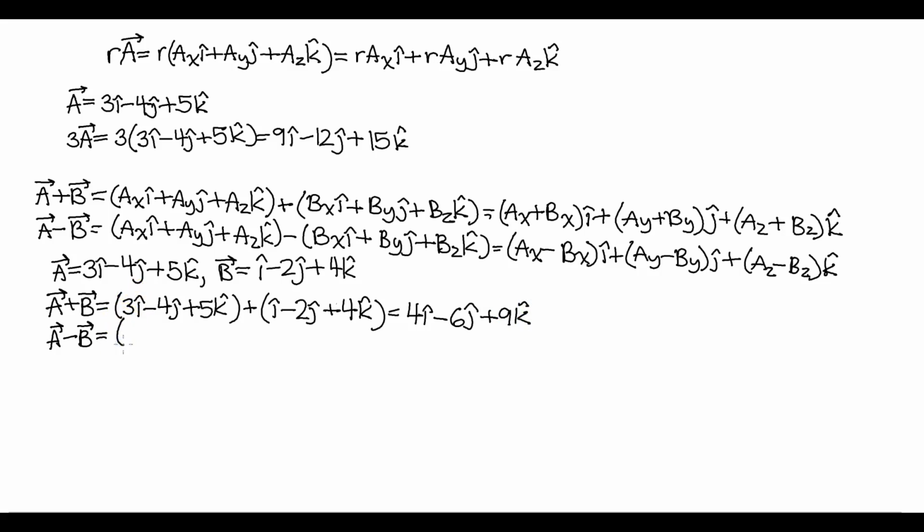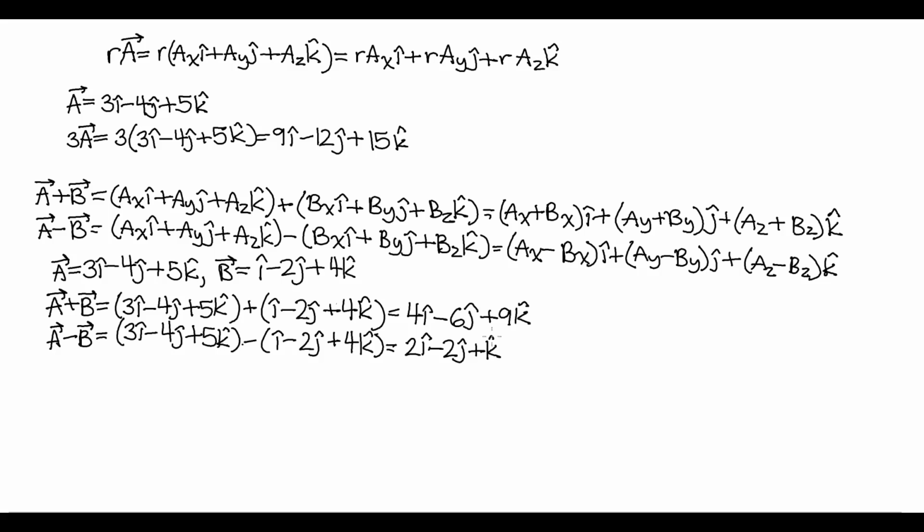Similarly, if we were to subtract the two vectors, write them out in unit vector notation, and you just subtract the like terms as you would with actual variables. So 3i minus i is 2i, negative 4j minus negative 2j is negative 2j, and 5k minus 4k is just k. So we get A plus B is 4i minus 6j plus 9k, and A minus B is 2i minus 2j plus k.